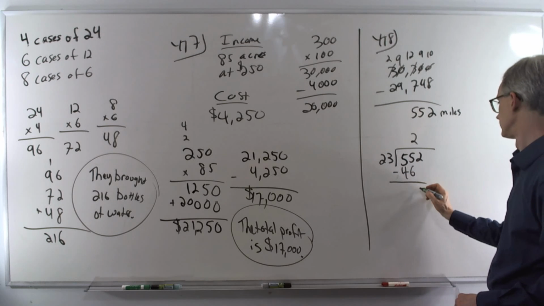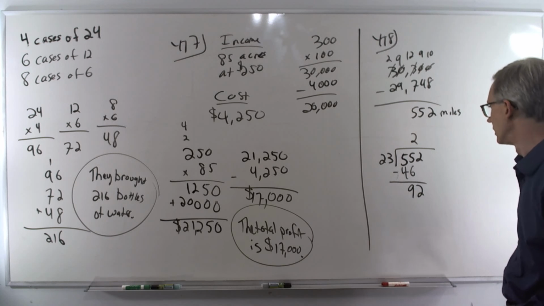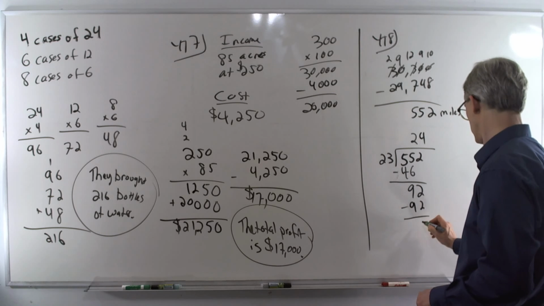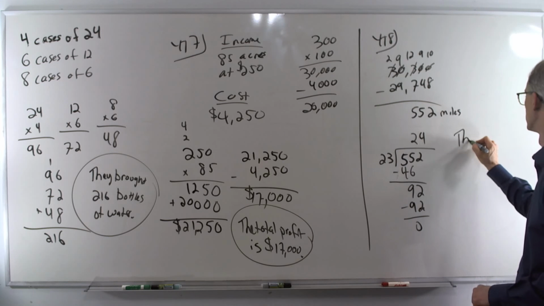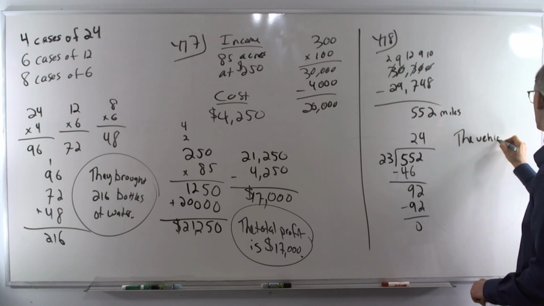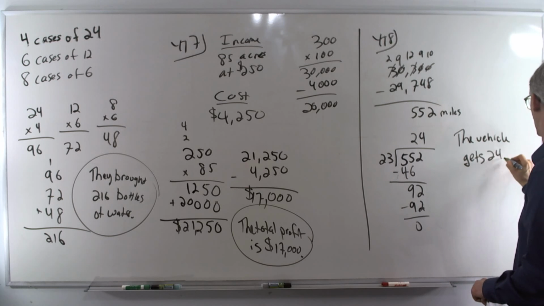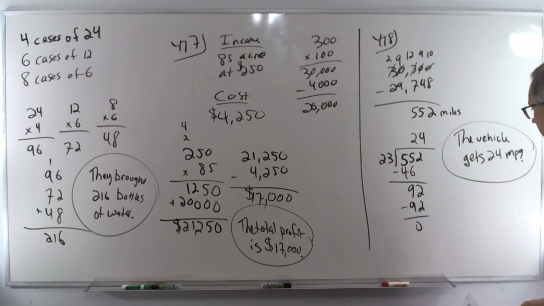Subtract. Got a 9 and a 2, and that's going to be 4. So the vehicle gets 24 miles per gallon. Units are MPG.